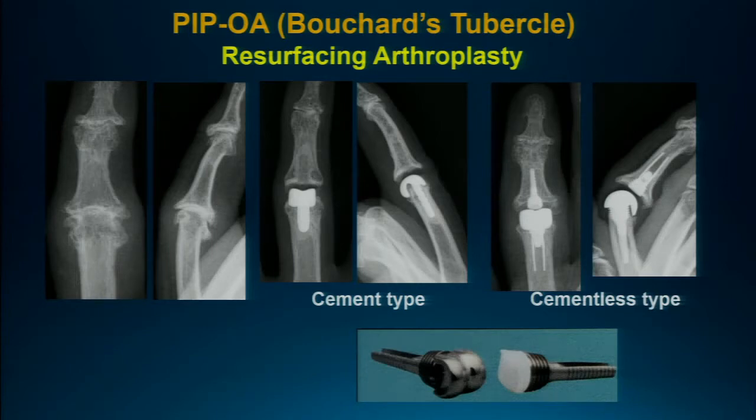And for the Bouchard nodes of the PIP-OA, I recommend surgery if disfiguring and also painful. Resurfacing arthroplasty is very nicely indicated. In Japan, there are two arthroplasty types, cement type or cementless type, from the Propeller company in Okayama. I am now using the cementless type resurfacing arthroplasty for this kind of patient.